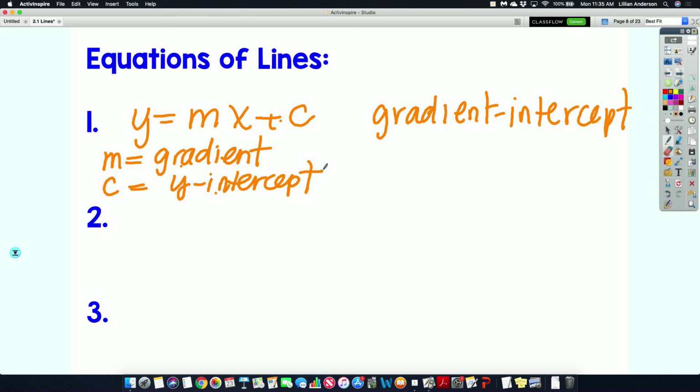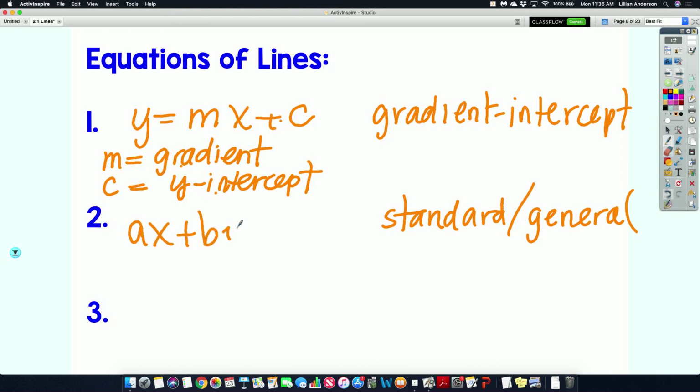2 more. You had standard form. Okay? Standard form is also known as general form. Anybody remember what that was? Yes. Oh, we can't use C because we already used C for our gradient intercept form. So it's ax plus by equals d, actually. Where a, b, and d all represent a number, a constant.